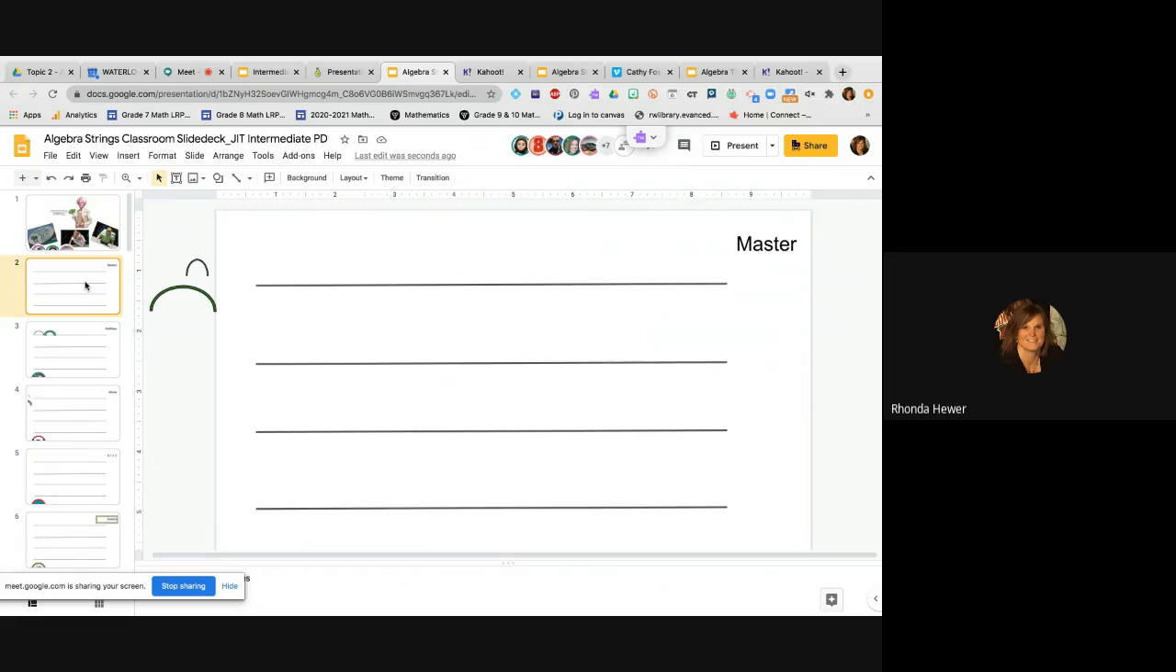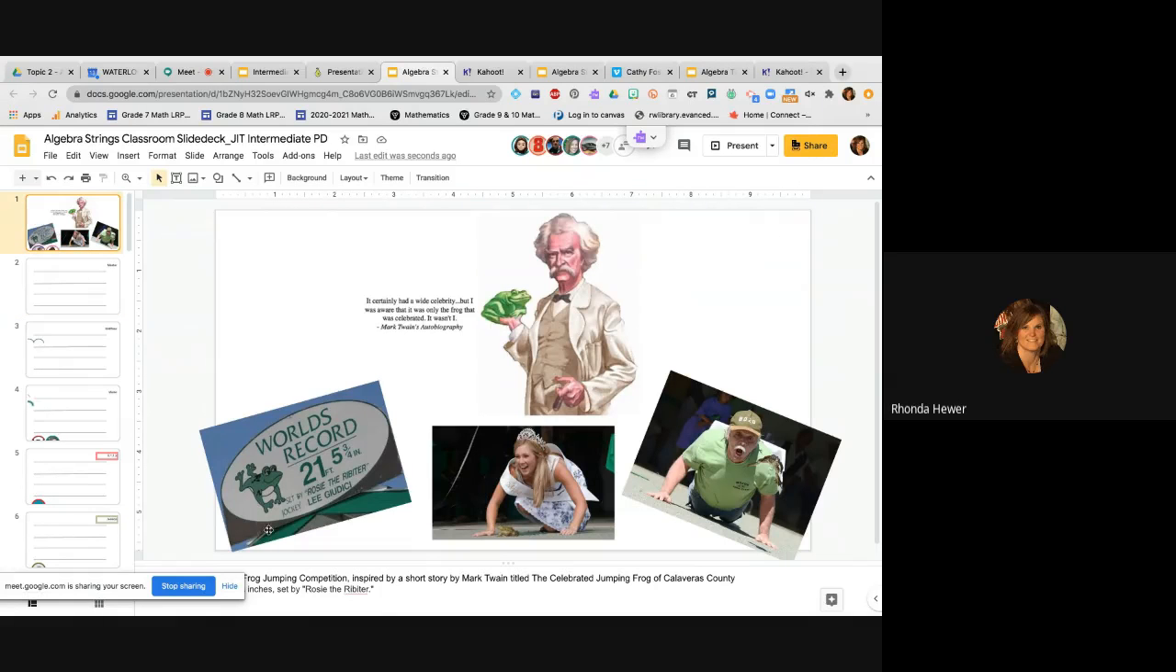So the idea behind algebra strings came from Kathy Fosnot, who is the creator of the mini lesson book. So you probably in 7 and 8 have the green mini lessons for fractions, decimals, and percent book. She came up with these algebra strings, and she based it on this short story that Mark Twain had created called The Celebrated Jumping Frog of Calaveras County. And so the first slide is just a couple pictures of that.